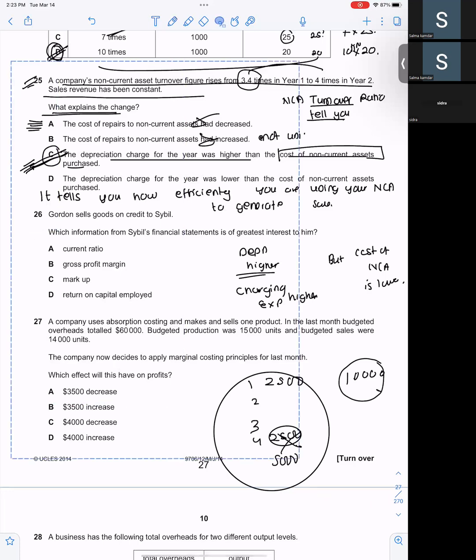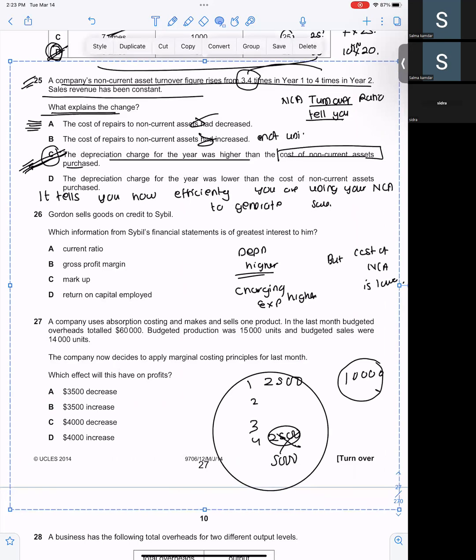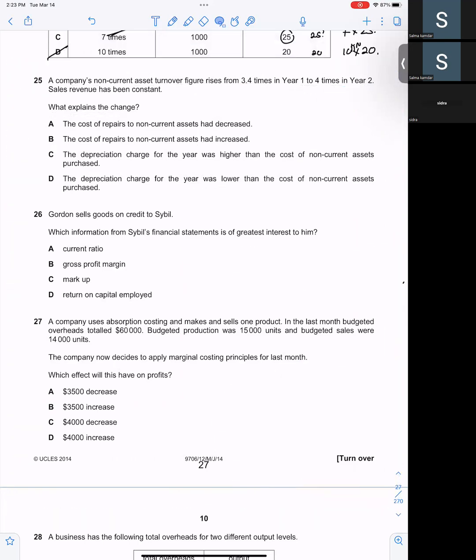Go fast to the 26th one before the meeting ends. What, miss? Go fast.